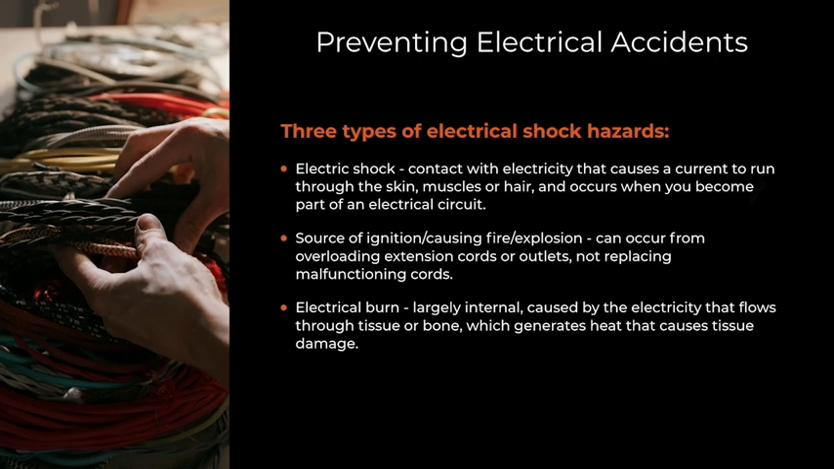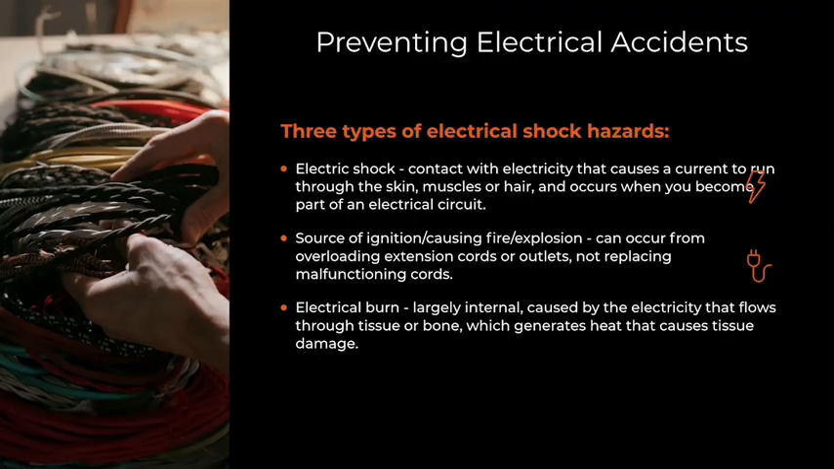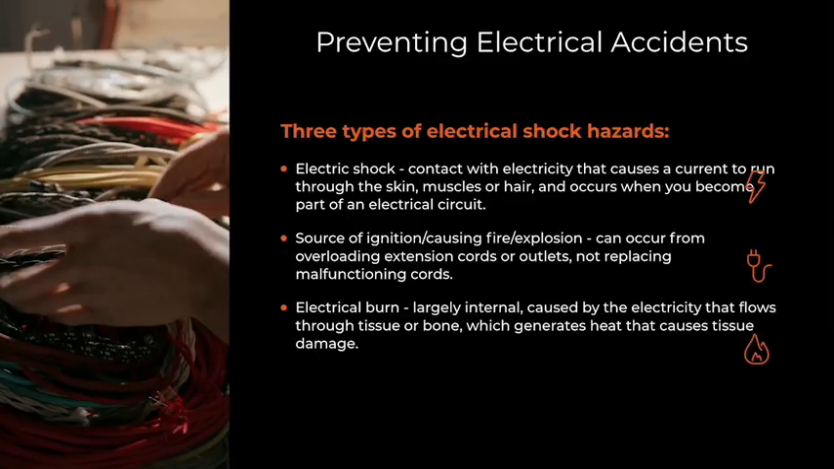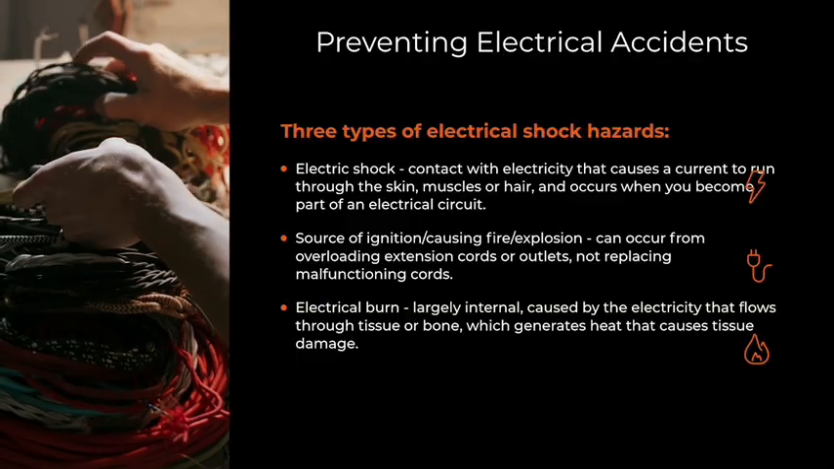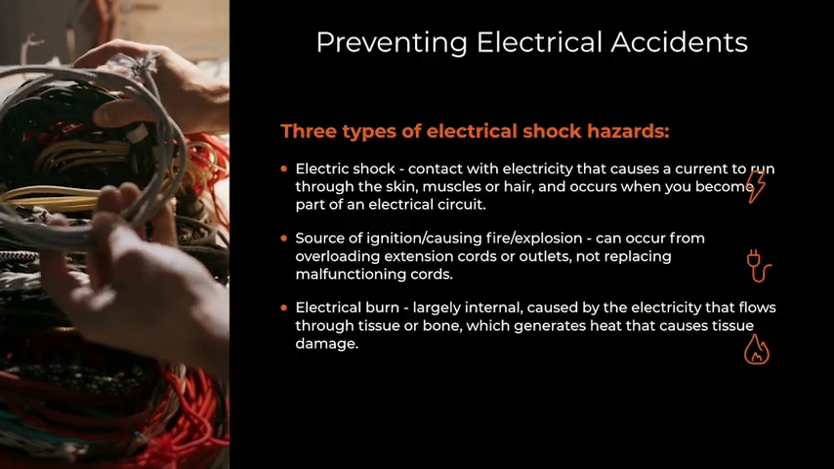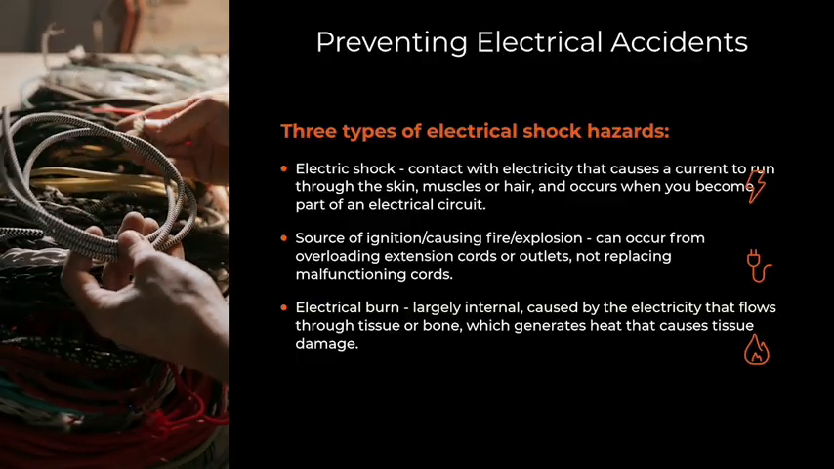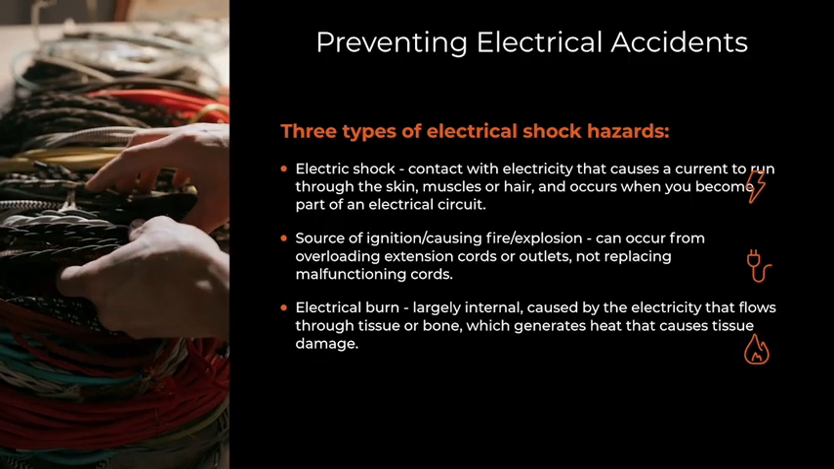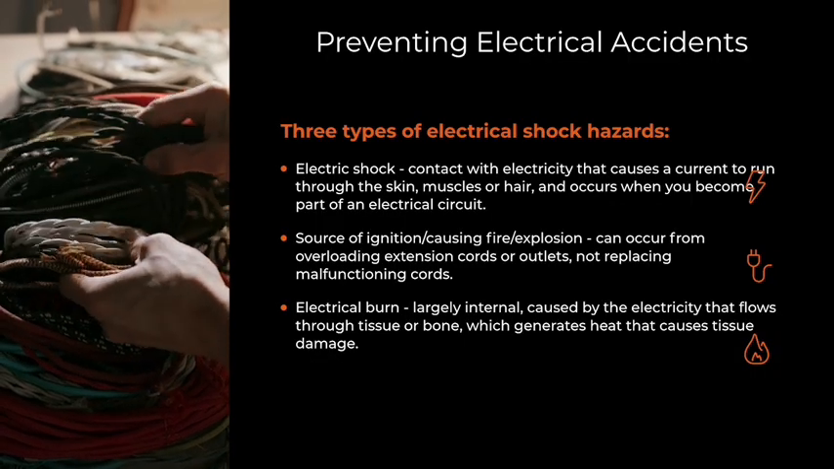Preventing electrical accidents. There are 3 types of electrical shock hazards that should be considered. Electric shock. This occurs when contact with electricity causes a current to run through the skin, muscles, or hair, and occurs when you become part of an electrical circuit. Electric shock can be fatal if the current is strong enough.